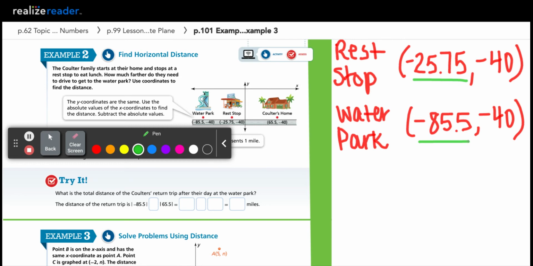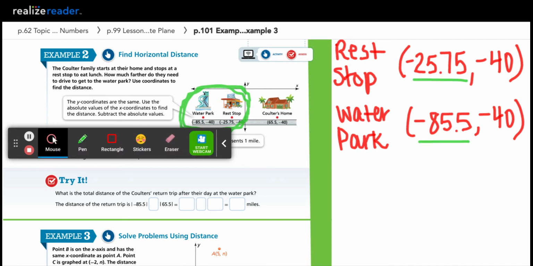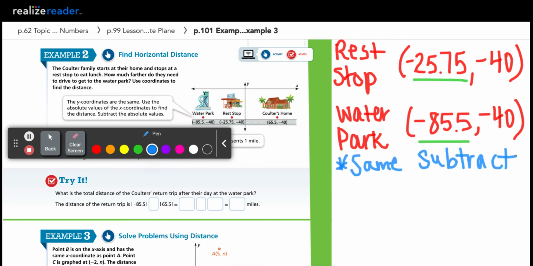Well, one of my tips yesterday was that if they are in the same quadrant, like they are, right? We see that water park and rest stop are both in quadrant 3. So if they are in the same quadrant, do we add those two values or are we going to subtract them? So my hint yesterday was that if they are in the same quadrant, you're going to subtract them. And let's figure out why that is.